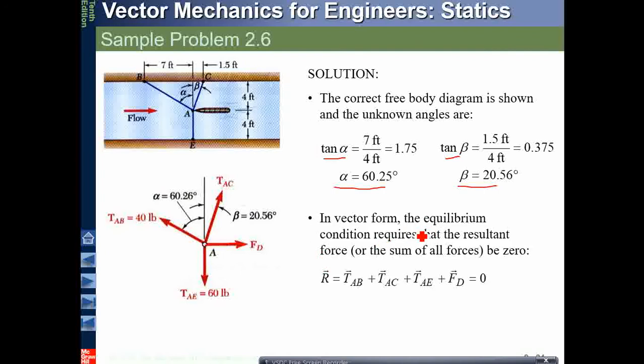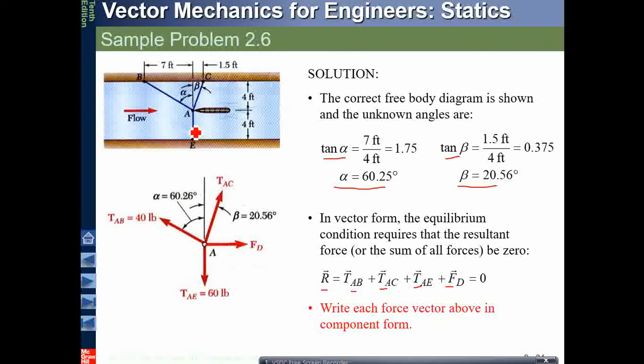And then, in the vector form, the equilibrium conditions require that the resultant force must be equal to zero. So as a resultant, we have TAB, TAC, TAE and FD, the drag force. The sum of all of them should be equal to zero, because the sailboat, this prototype, is still not moving. It is being controlled by these tensions.